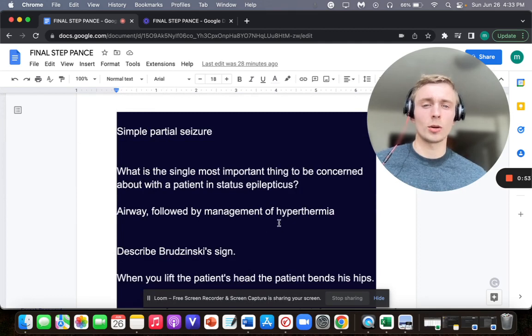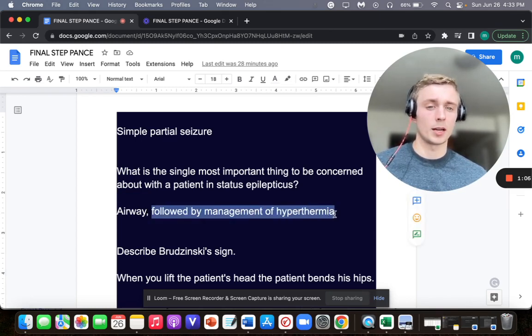What is the single most important thing to be concerned about in a patient with status epilepticus? That's going to be, of course, the airway. We need to protect their airway, followed by management of the hyperthermia.